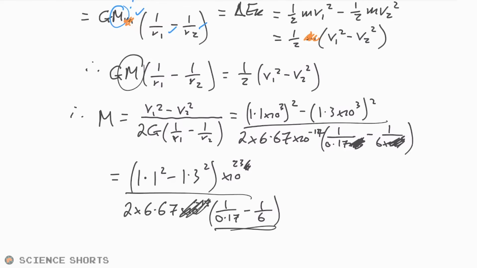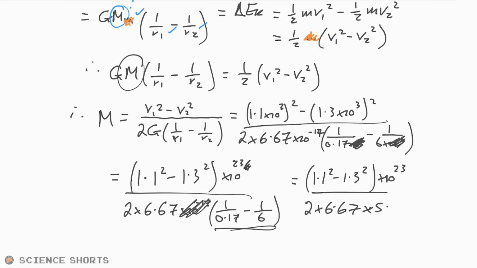I'm just going to find out this bit first, actually, because I hate dealing with fractions inside fractions. So I'm going to say 1.1 squared take away 1.3 squared times 10 to the 23, divide that by 2 times 6.67 times by apparently I have 5.72. There we go. Now I'm going to pop that into my calculator, and that gives me 6.29 times 10 to the 20 kilograms. The mark scheme says 6.3, so it's 2 sig figs. So I will very much take that.